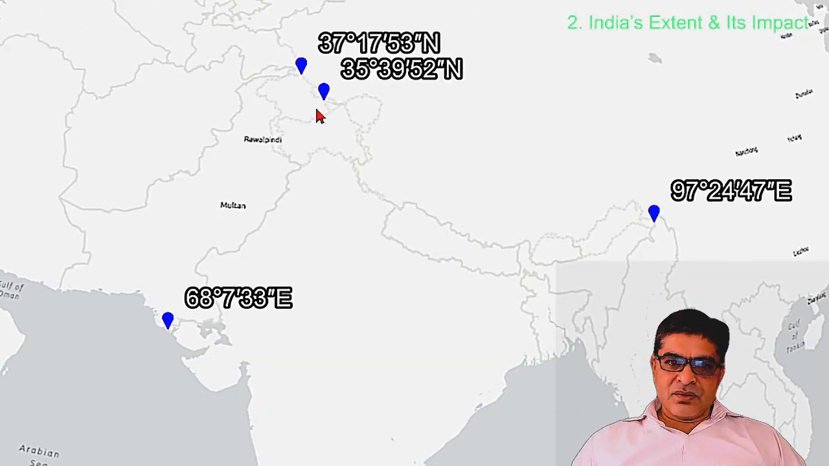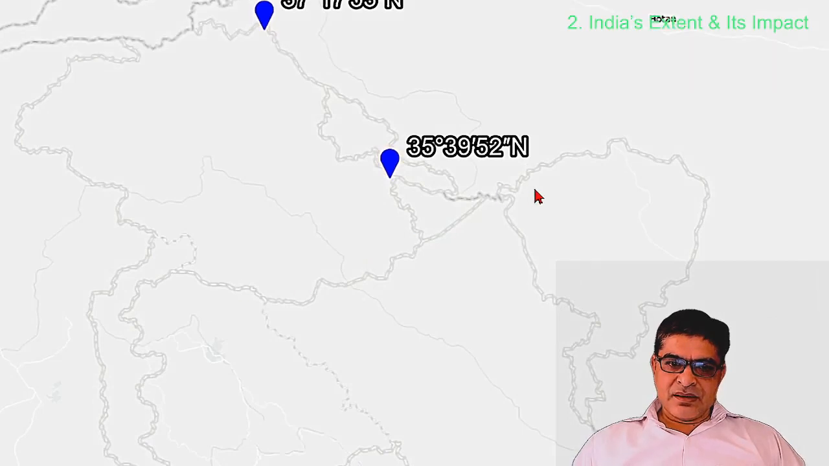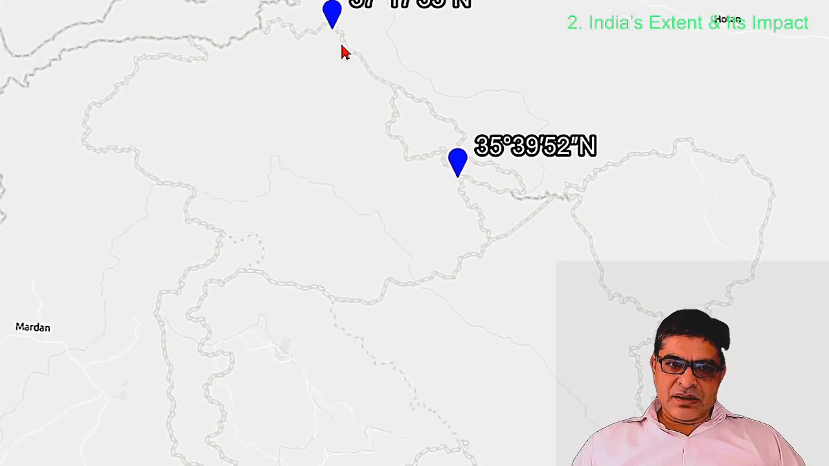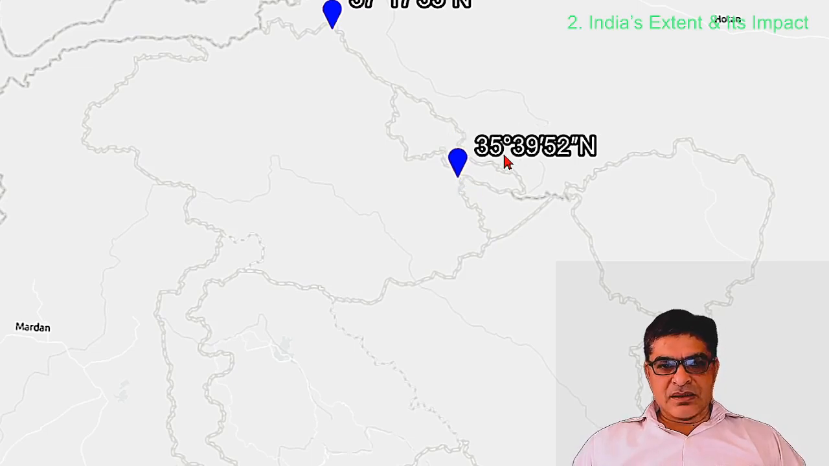Similarly, in the northern part you can see there are 2, and the reason is these lines, which are because of the illegal occupation of Pakistan and China. This area is occupied by Pakistan. The actual northern limit of India is 37 degrees 17 minutes 53 seconds. But where the control of India is, the Siachen Glacier's northern point, known as Indira Col, is 35 degrees 39 minutes 52 seconds. This is the reason for these 2, but in books you have to mention that the northern limit of India is 37 degrees 17 minutes.